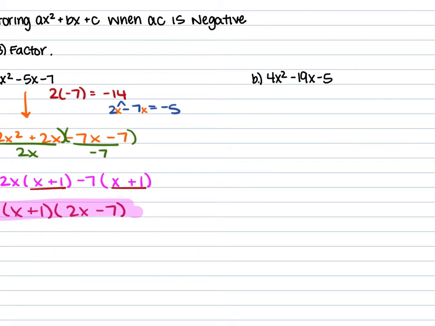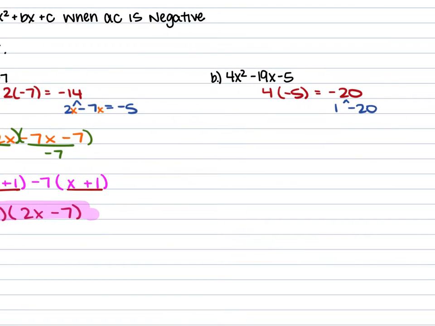For example B, we have 4x squared minus 19x minus 5. So we'll take the 4, multiply it by the negative 5, we get negative 20. Your factors of negative 20 that add up to be a negative 19 are 1 and negative 20. So if we attach x's to those and replace them in our expression, we're going to have 4x squared plus x minus 20x minus 5.